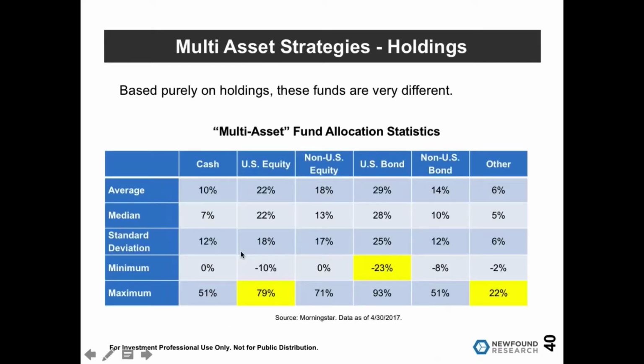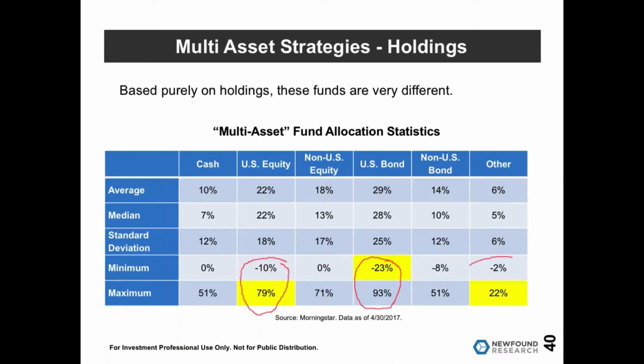The next lens that we look at is what the holdings are. We'll look at some statistics about how much U.S. equity and non-U.S. equity, or U.S. bond and non-U.S. bond, these funds hold. You get a big range. You can see for U.S. equity, some of these funds are short and some are nearly 80%. Same for U.S. bond. Some are short and some have almost 100% allocation to bond.